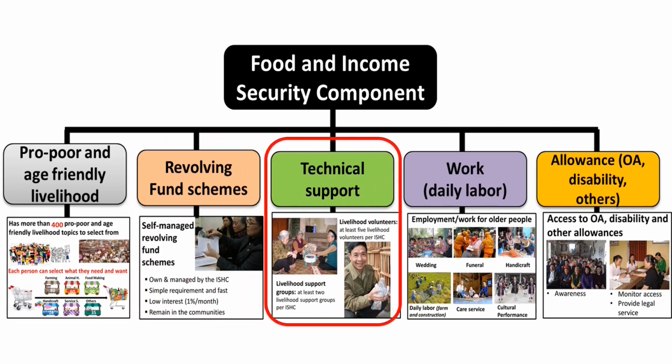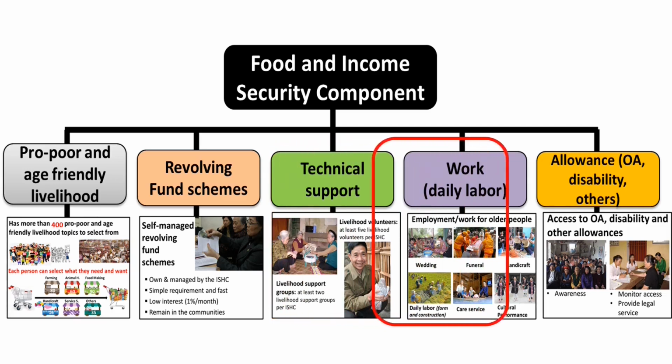Third is technical support, to ensure members have the technical support that they need. The OPA has livelihood support groups and livelihood volunteers. This has been found to be one of the key reasons for the success of the OPA food and income security component.